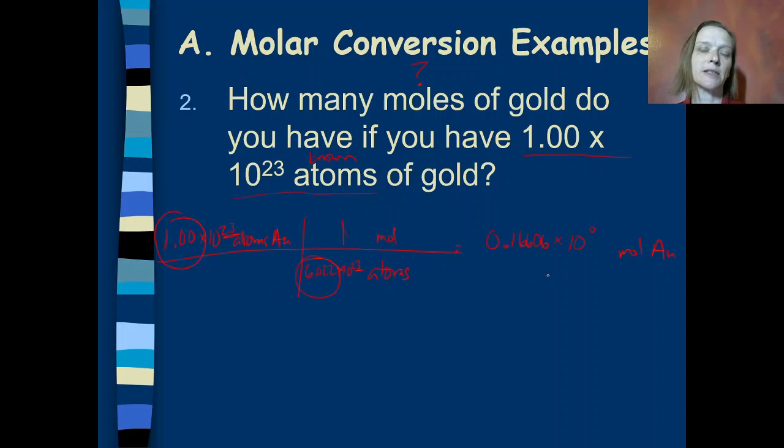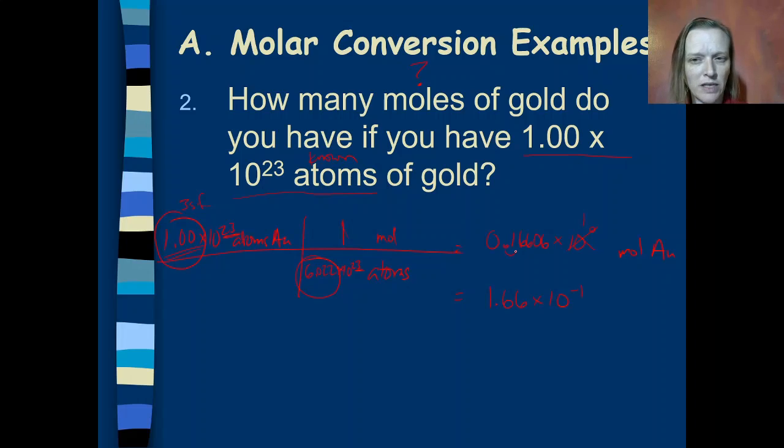Now, this is not correct scientific notation, so I don't want to leave my answer like that. 10 to the 0 power, anything to the 0 power, equals 1. So I'm really just multiplying this times 1. If I wanted to write this in scientific notation, the value would be 1.66 times 10 to the negative 1.